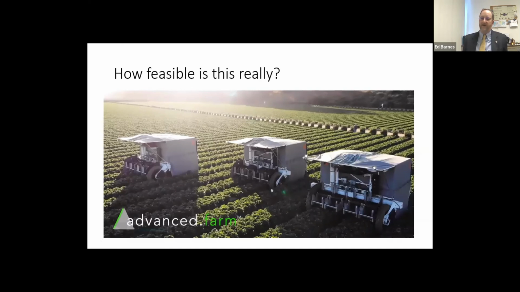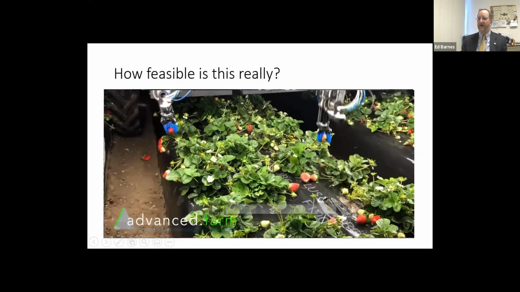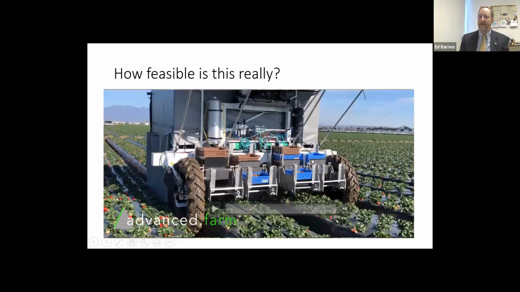Here's another example that's going on right now. There's a company called Advanced Farm that is addressing strawberry harvest. So these are their strawberry harvesters. I talked about how one of the challenges for machine vision in agriculture is lighting. The way they've addressed that is they put big canopies over their equipment. If you look under that canopy, they have mechanical arms that go down, pull up the strawberries, and place them in a basket. This is all happening under the canopy in the field. Again, this is a commercial service being provided to strawberry producers.